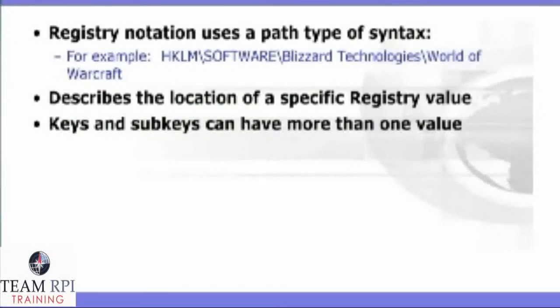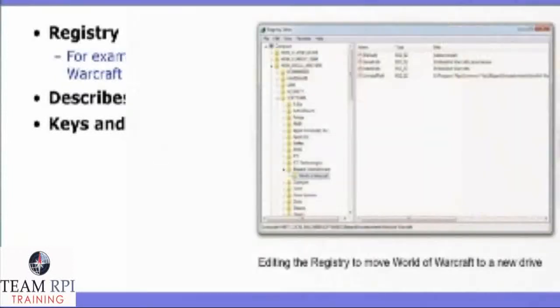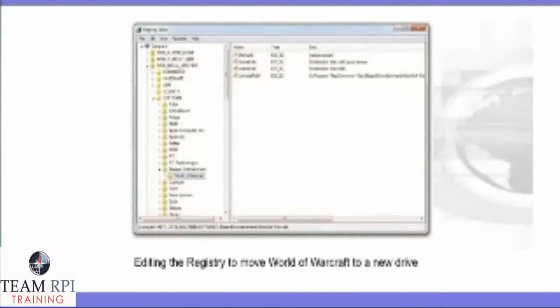The registry notation uses a specific path type of syntax. What this is doing is describing the location of the specific registry value. Keys and subkeys can have more than one value. So by going into the registry editor, you see I can edit the registry to move World of Warcraft to a different drive.